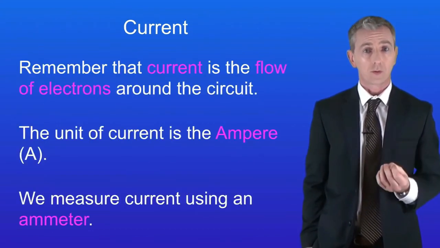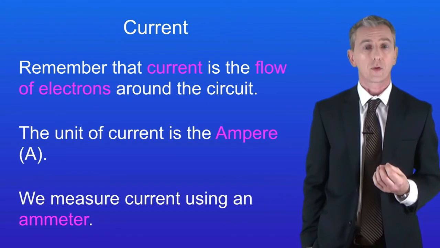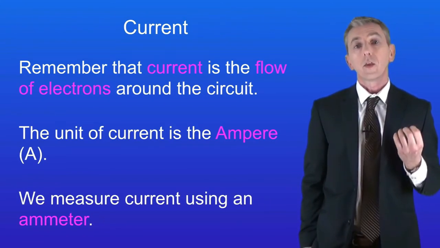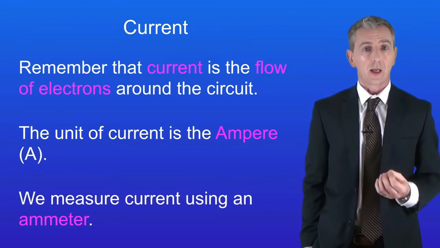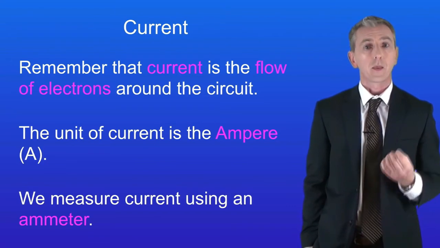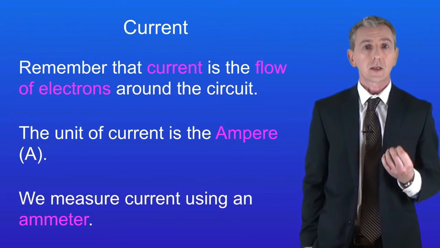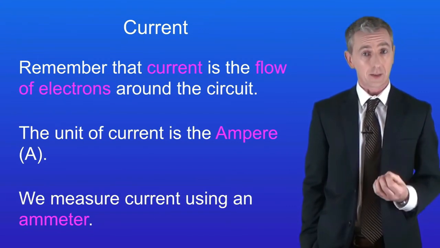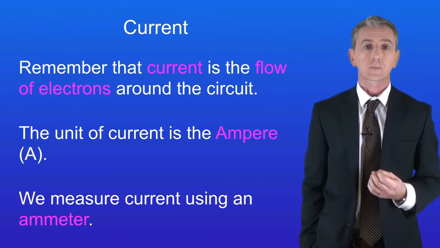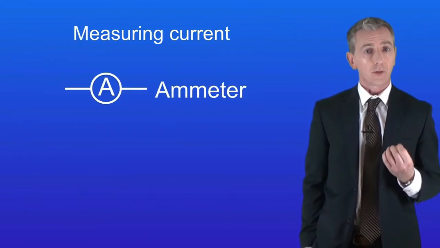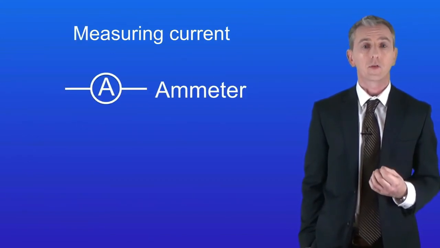So remember that current is the flow of electrons around the circuit. The unit of current is called the ampere, and you really need to remember that. The ampere has the symbol capital A. Lastly, we measure current using an ammeter, and we're going to look at that now. I've shown you the symbol for an ammeter here, and again, you have to learn this.